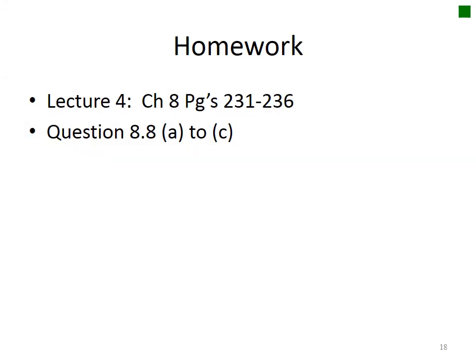So that's the end of this lecture. We looked at company income tax, we looked at how to calculate dividends, and we looked at retained earnings and other transfers to asset replacement reserve. In lecture 4, we're going to look at pages 231 to 236 of chapter 8, and we're also going to do part A to C of question 8.8.